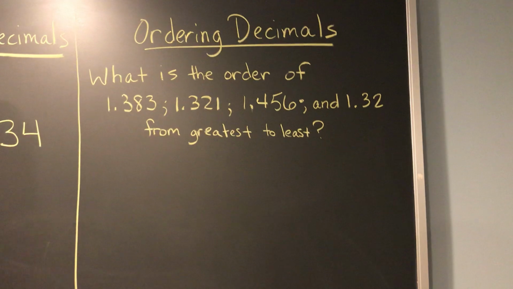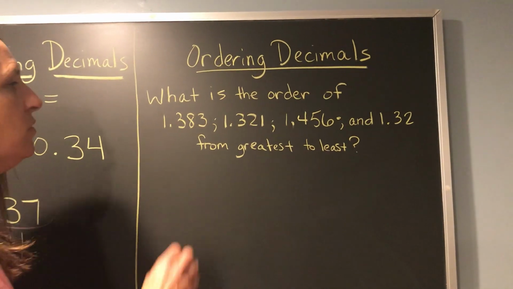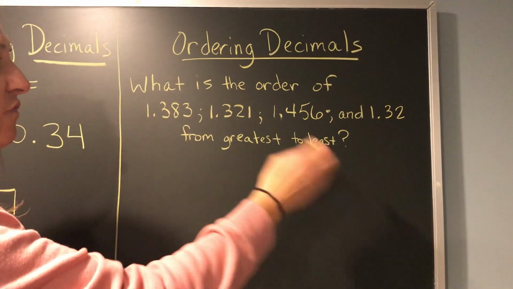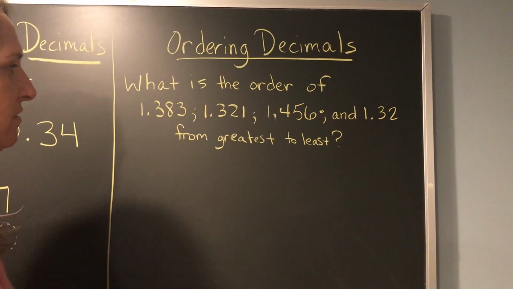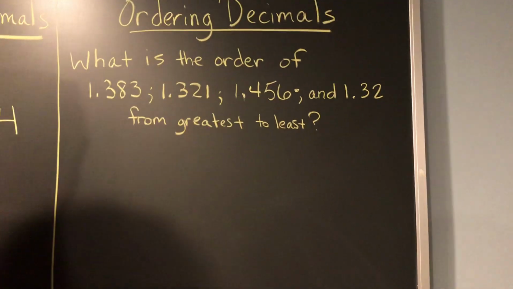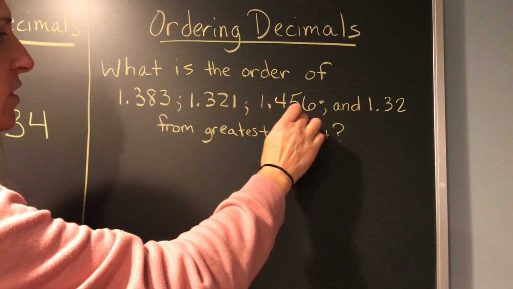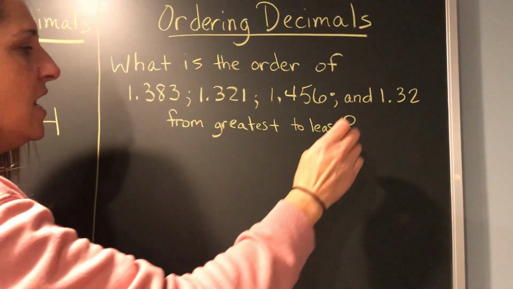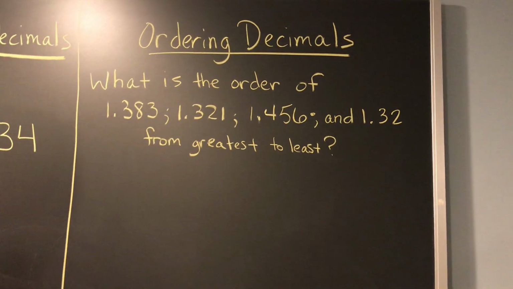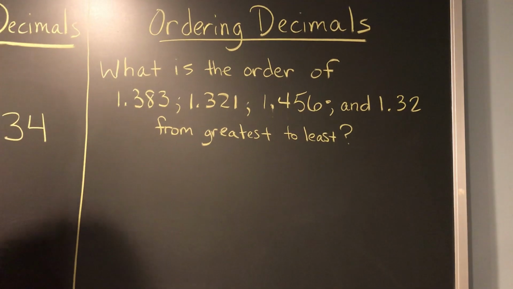Let's take a look at ordering decimals. This can get a little bit more confusing. So we're going to look at this problem. What is the order of, you've got 4 different numbers, 1 and 383 thousandths, 1 and 321 thousandths, 1 and 456 thousandths, and 1 and 32 hundredths. And they want us to put this in order from greatest to least.